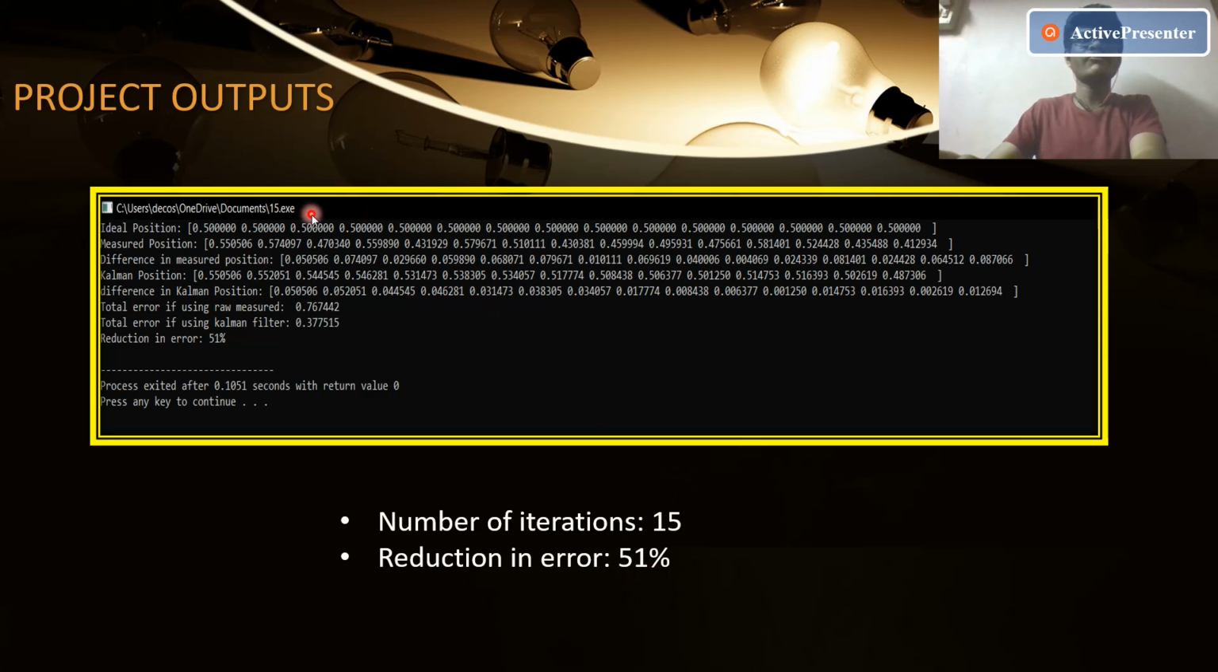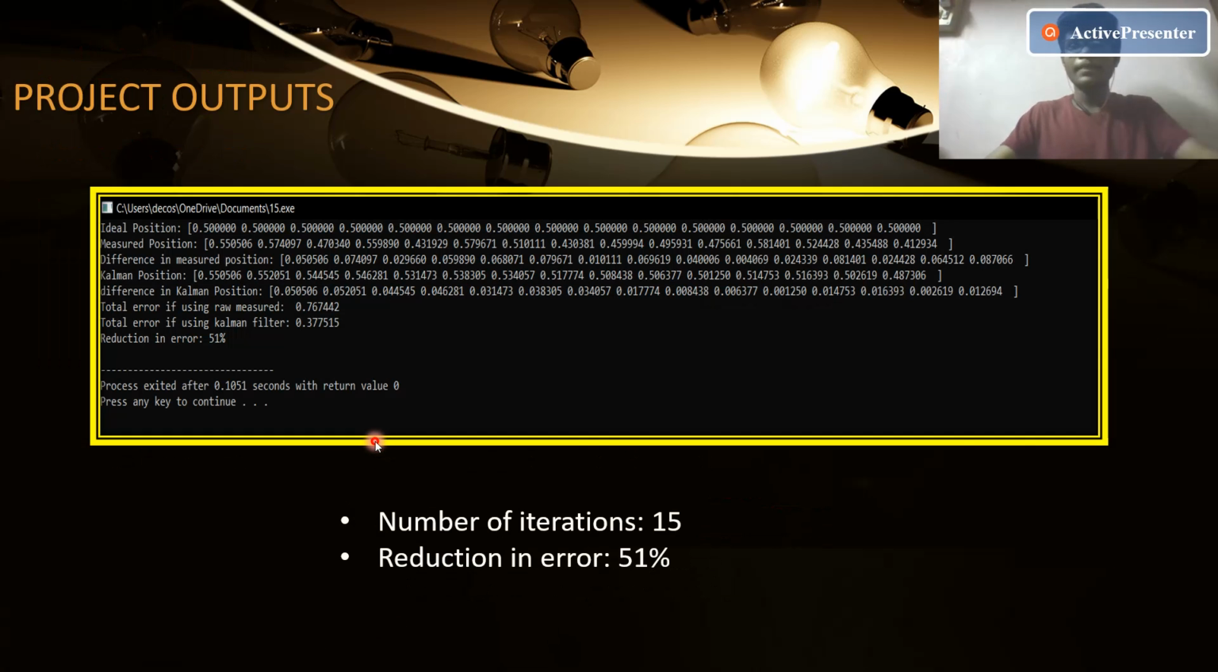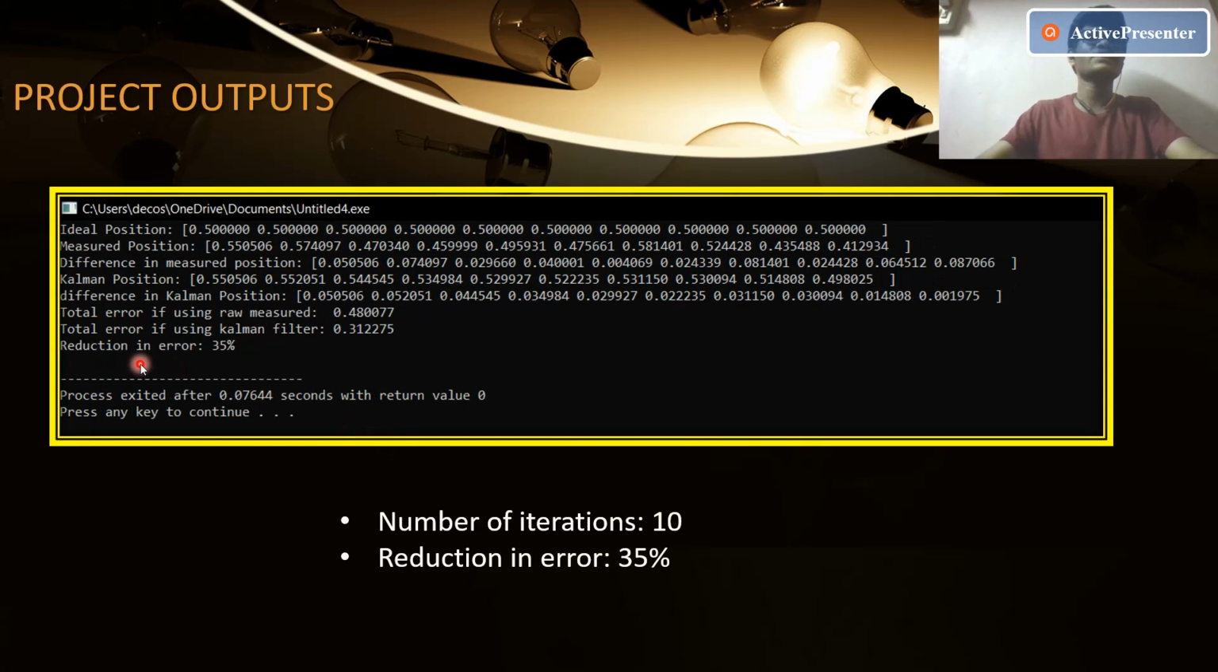So if we run the code for more number of iterations, then we get more reduction in error. Maximum percentage of error is reduced. Okay, so this is the Kalman filter code, which makes use of recursive functions and data structures to eliminate the error calculated in the sensor readings.